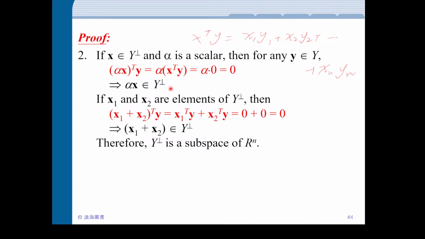So alpha x is inside Y perpendicular. Also, if you have two things, x1 and x2, in Y perpendicular, then x1 plus x2 inner product with y is x1 inner product with y plus x2 inner product with y. So this is 0 plus 0, equal to 0. So this orthogonal complement is closed under scalar multiplication and vector addition, and so it's a subspace.